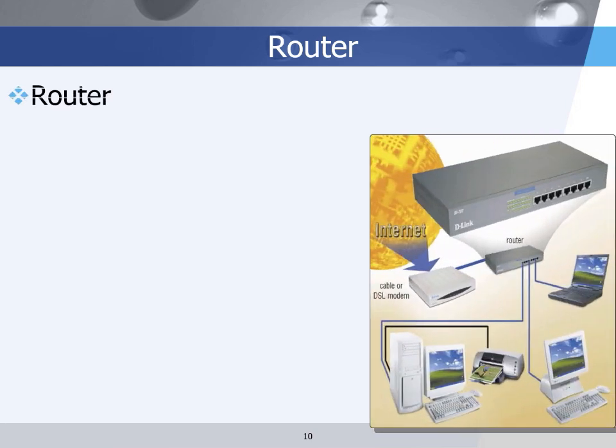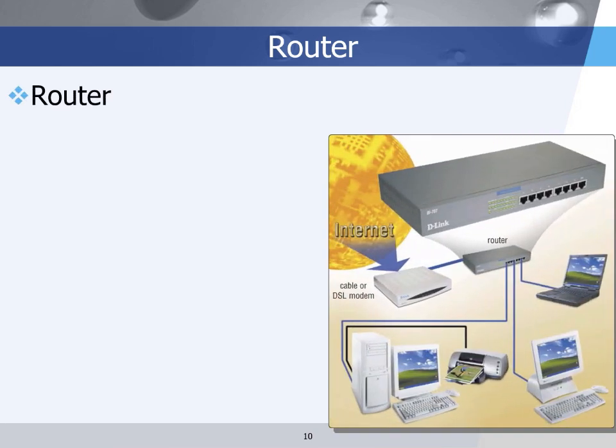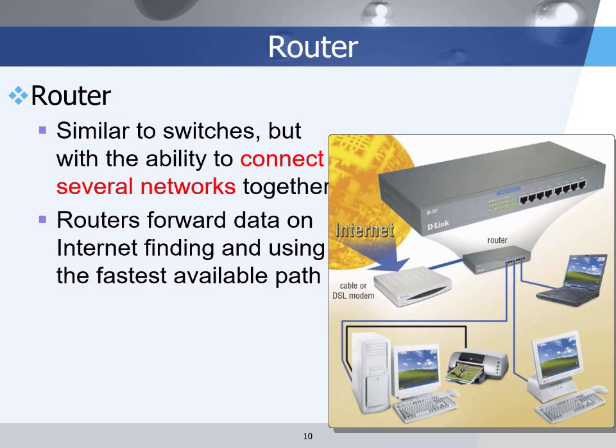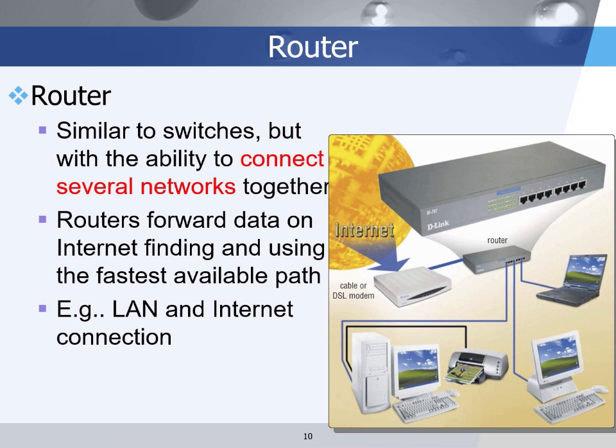The next network device is called a router. The router looks quite similar to the switch or hub, but the function of the router is different from the switch, because the router can connect several different networks together. So routers will forward data on the internet, finding and using the fastest available path. For example, you can use a router to connect to the cable network, and at the same time, you can also connect to the computer network.